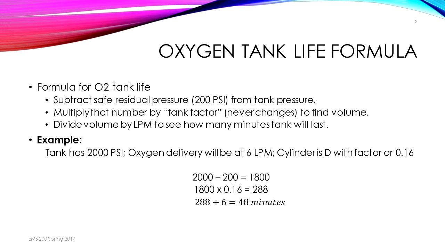And so I've given you here an example. If your tank has 2,000 psi, your oxygen delivery is going to be at 6 liters a minute, and you're using a D-size cylinder, and the factor for cylinder D is 0.16. So 2,000 minus 200 is 1,800. That's our volume. Multiply our volume times our factor, which gives us 288. 288 divided by our 6 liters a minute means our D tank will last 48 minutes at 6 liters.